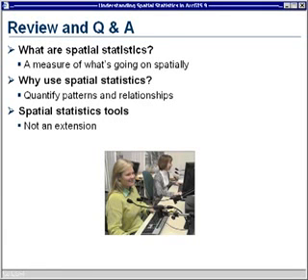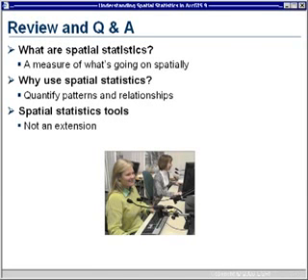Thanks, Sandy. Our first question comes from the Woodland GIS class in Saskatchewan, and they're asking, can you use the spatial statistic tools in Model Builder? The answer is yes. The spatial statistics tools work like all of the geoprocessing tools. You can use them in Model Builder. You can call them from the command line. You can run them as a tool dialog, and you can also use them in scripts like Python scripts or VBA scripts.